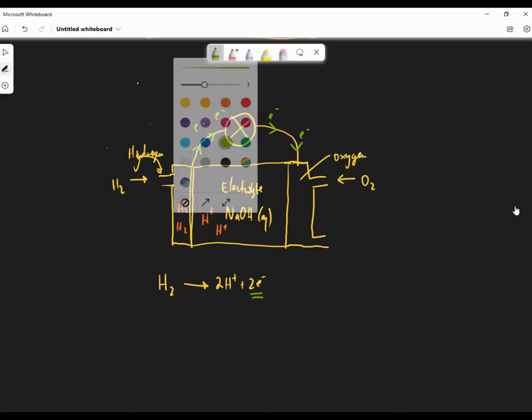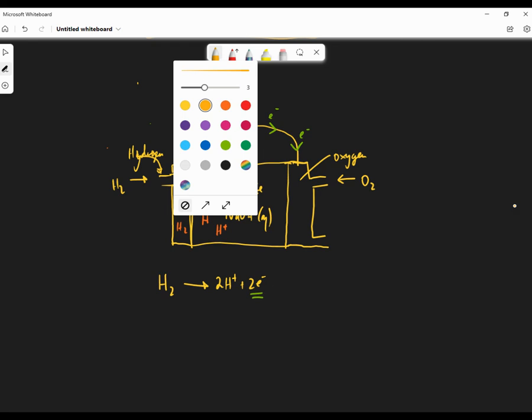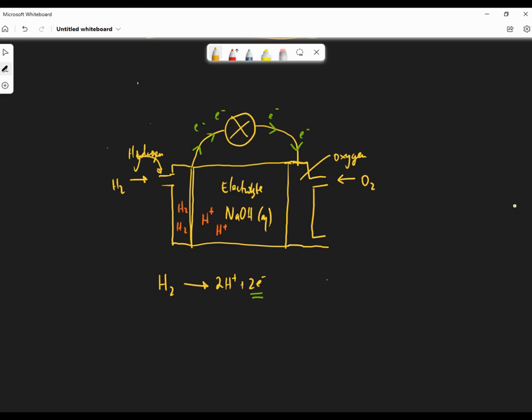And what does it form? Let's have a look at what that forms. Let's try a different color. So the oxygen grabs the electrons down here, and it reacts with the electrons and water, and it forms hydroxide ions. I think that's balanced. 1, 2, 3. Oh, there's two of those. So the oxygen here reacts with these electrons coming in and it forms hydroxide ions.